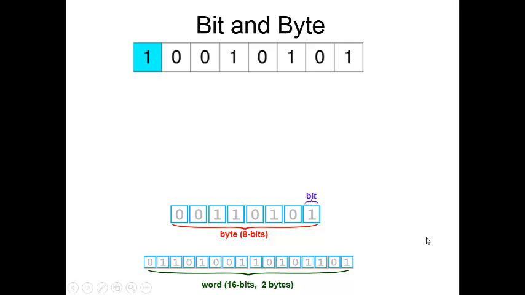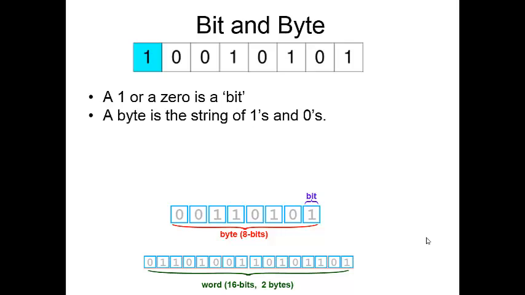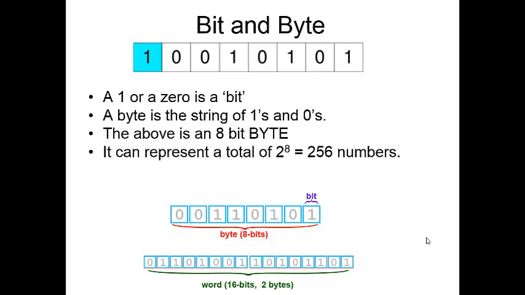Some terms to get used to here: bits and bytes. A 1 or a 0 is a bit. So every single 1 or 0 here is a bit. Now a byte is a string of 1s and 0s. We've got the example above, and this is an 8-bit byte. Now it can represent as many as 256 different numbers. So remember, that's 2 to the 8, so that's 256 numbers.